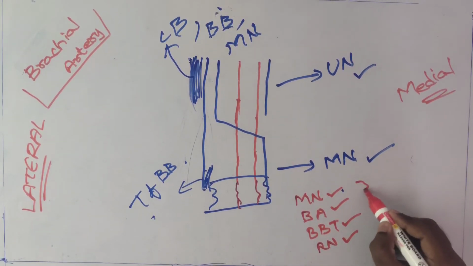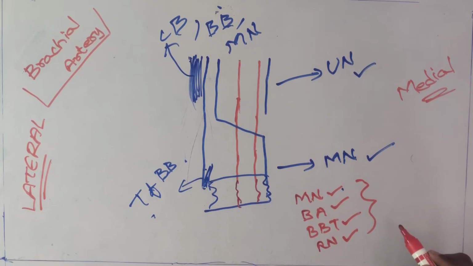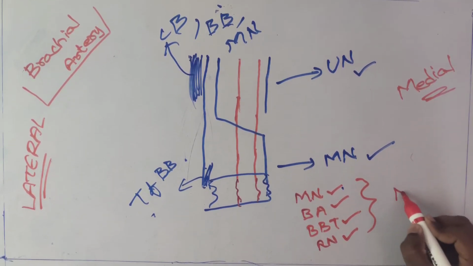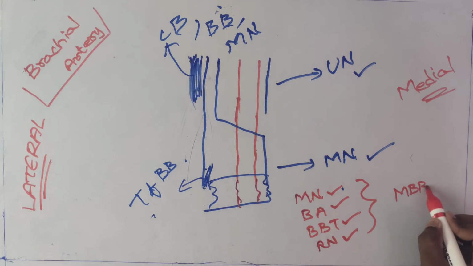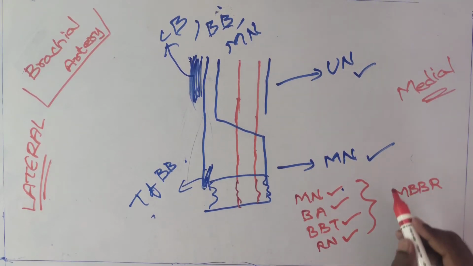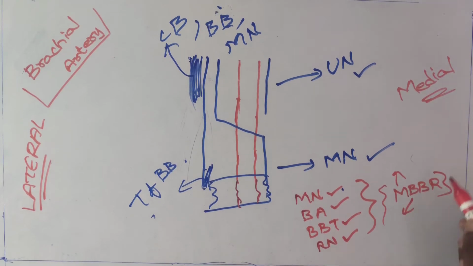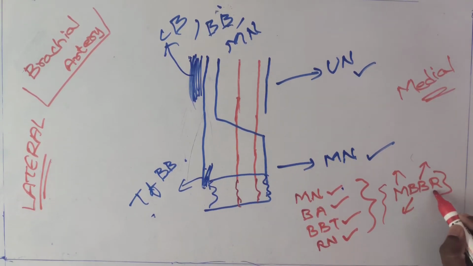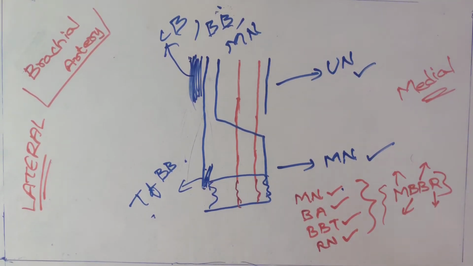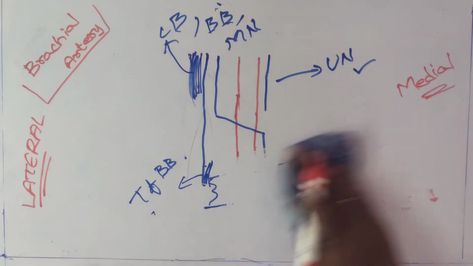So the mnemonic of the parts that are occupied at the elbow joint is MBBR. Okay, like MBBS, it is called MBBR. That means median nerve, brachial artery, tendon of biceps brachii, radial nerve. Okay, this is all about the relationships of the brachial artery.